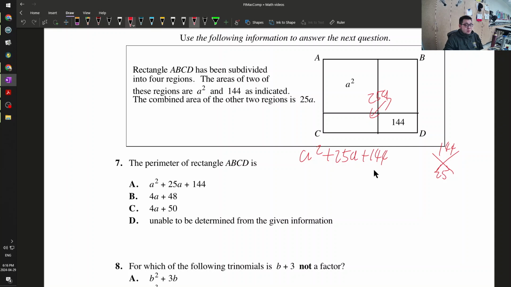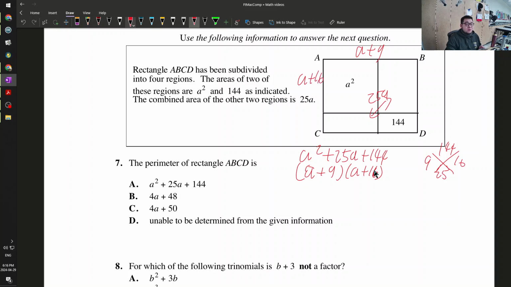9 times 16, I think. Yeah, so 9 and 16. So that means one side is a plus 9 and the other side is a plus 16.